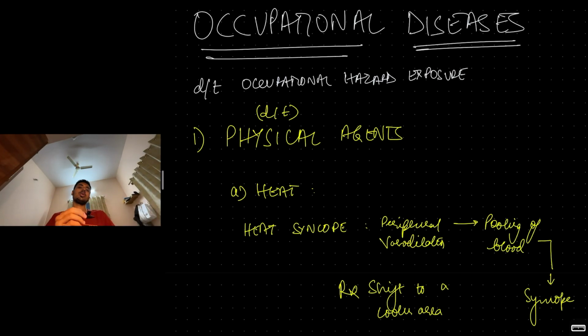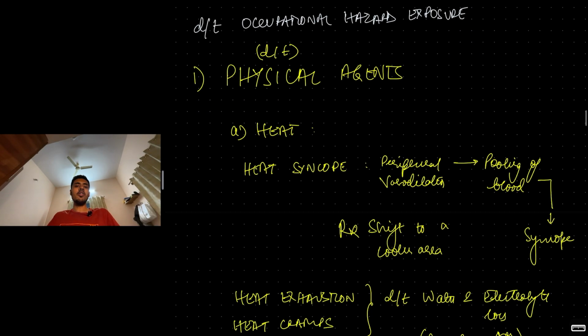So today let's look at occupational diseases. So what are occupational diseases? Workplace related, employment related diseases or injuries or illnesses, basically due to occupational hazard exposure. Okay. Now first you have physical agents.